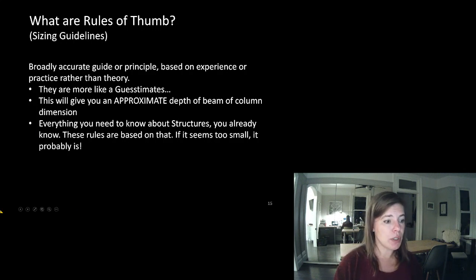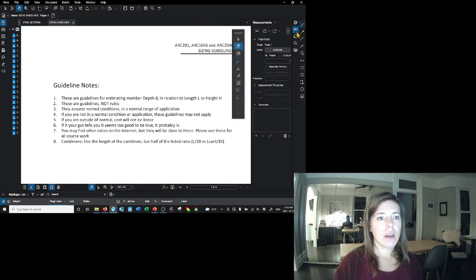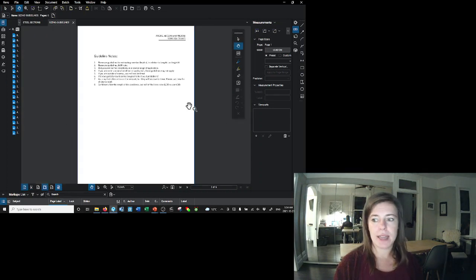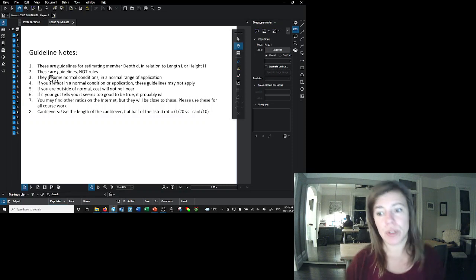You have available to you a list called sizing guidelines. Let me open it up. Okay. You have this document called Sizing Guidelines. These are guidelines for estimating member depth in relation to length or height. These are guidelines. They are not rules. These are not the right answers. They're pretty darn close to the right answers, which means you can work with the owner very early in the project without hiring an engineer, and you'll be pretty darn close to right.